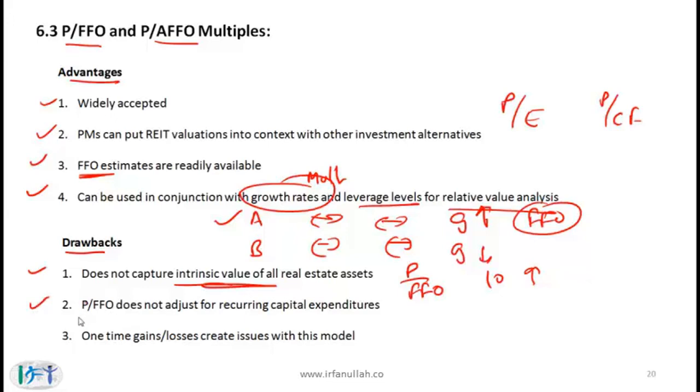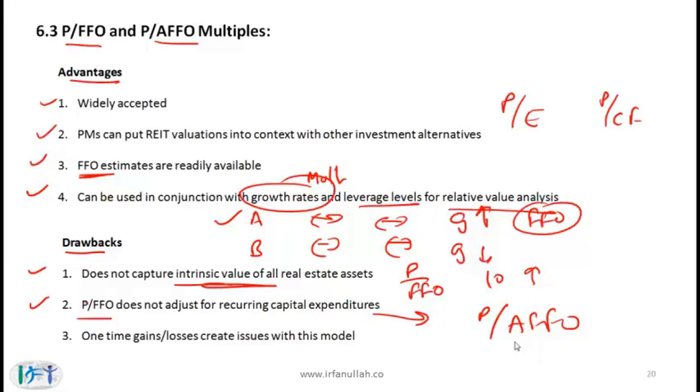Next point, this multiple, price to FFO, does not adjust for recurring capital expenditures. Now, if you remember what we covered on the last slide, the adjusted FFO does address this issue, but there the slight problem is the assumptions involved.